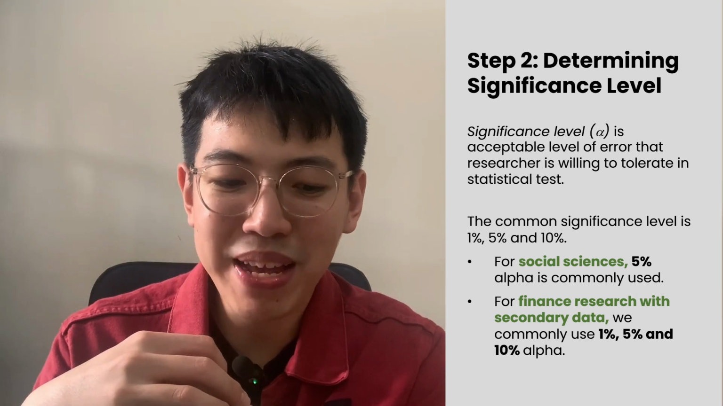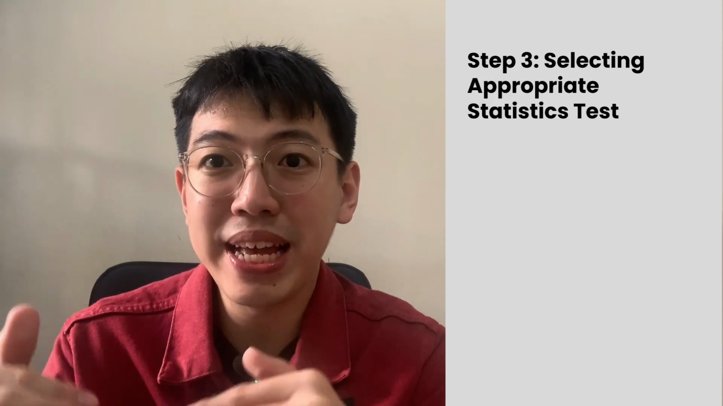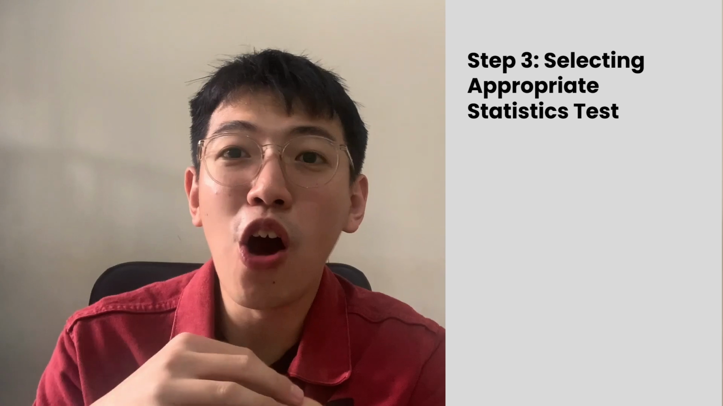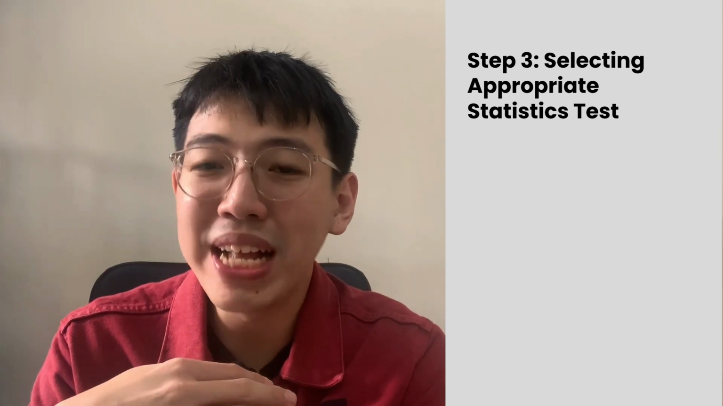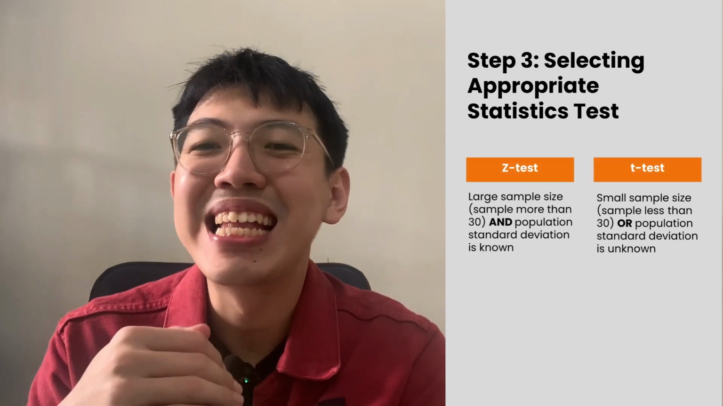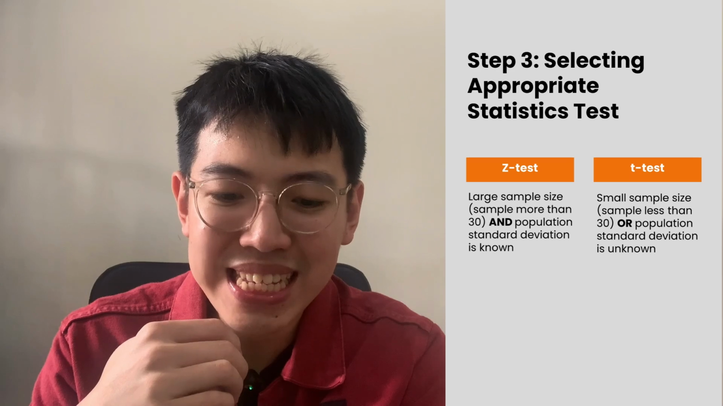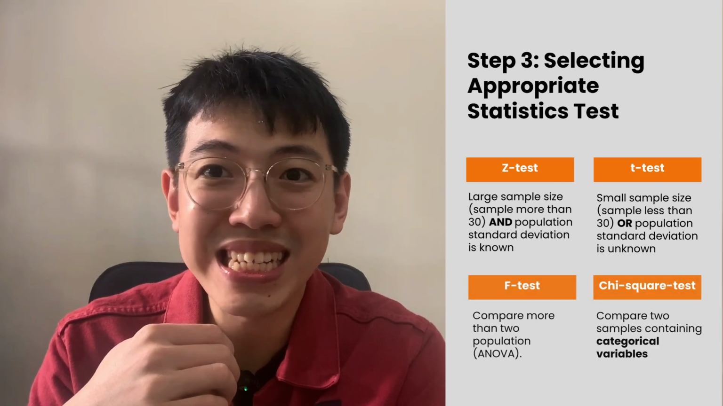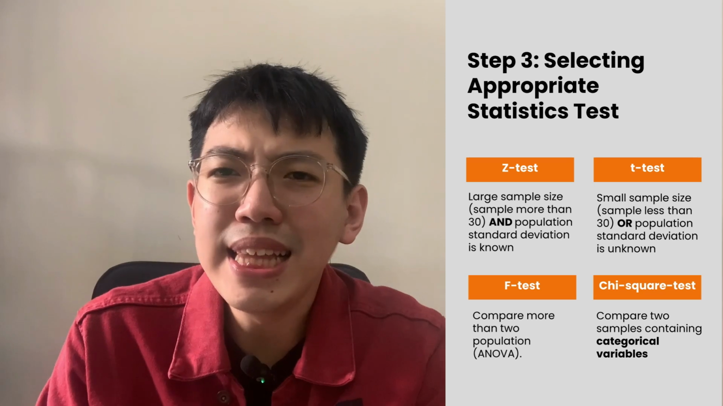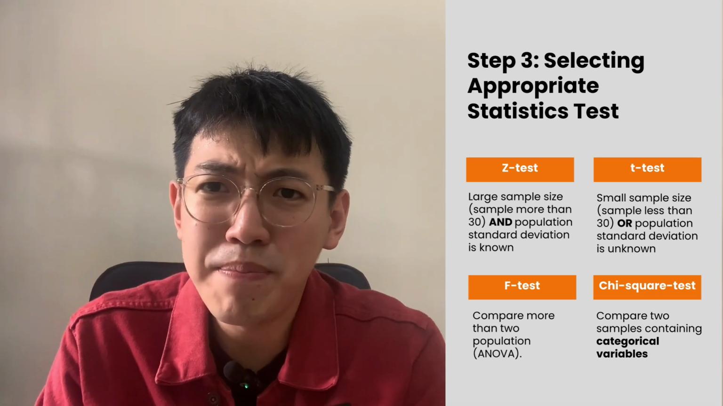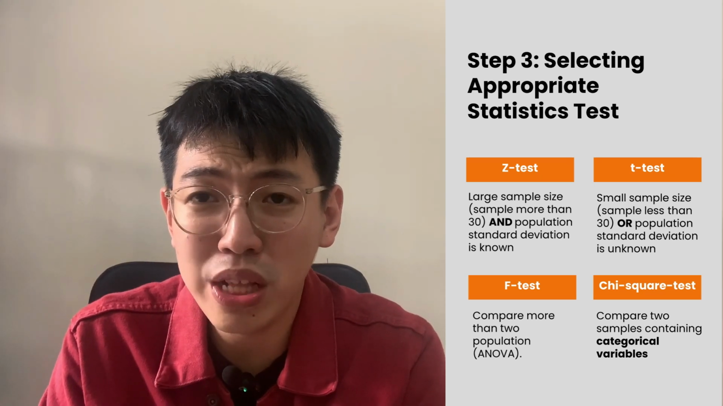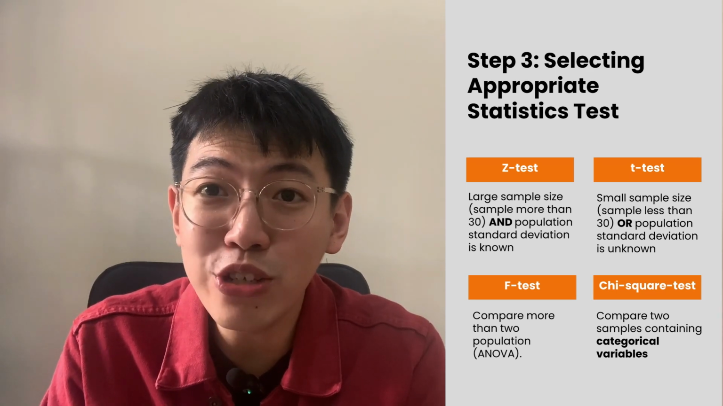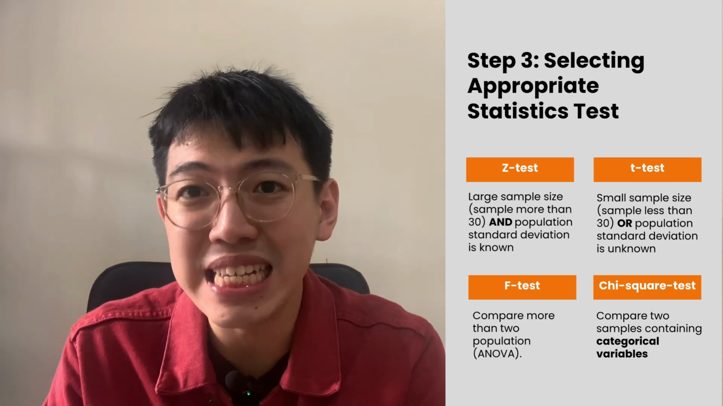The third step is selecting the appropriate test statistic. There are 4 common types of tests. The first one is the Z-test, the second one is the T-test, the third one is the F-test, and the last one is the chi-square test. The Z-test is used if the sample size is large, usually more than 30, and the population standard deviation is known.